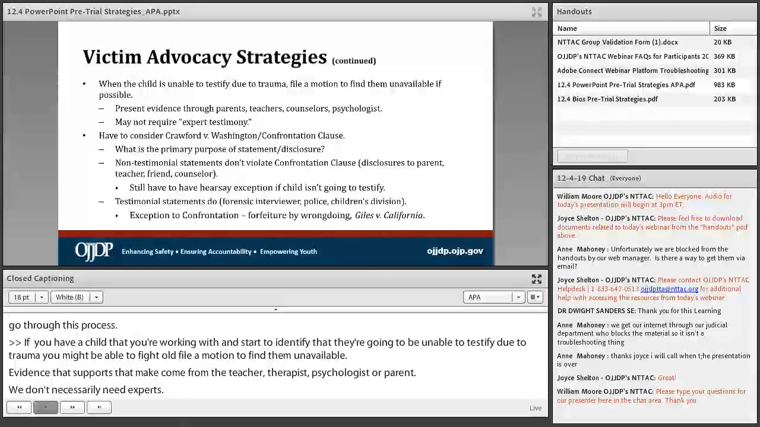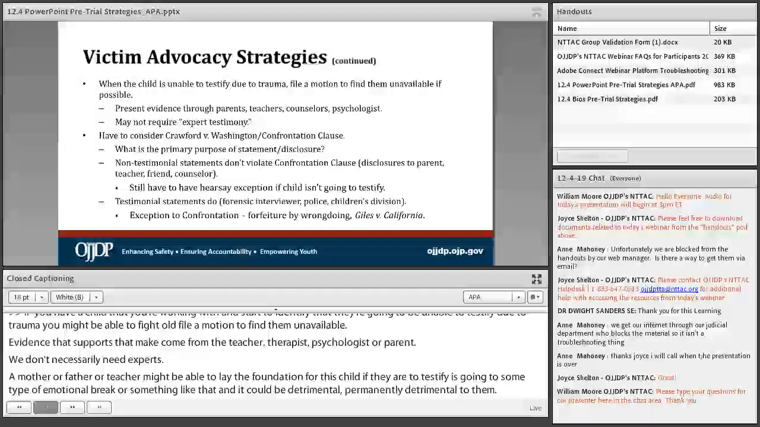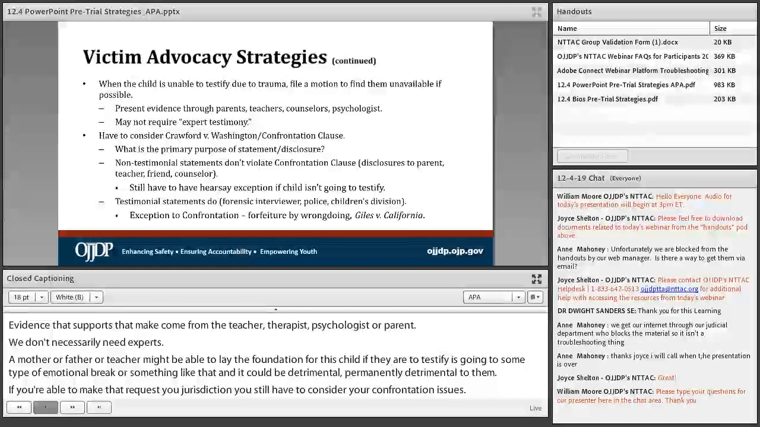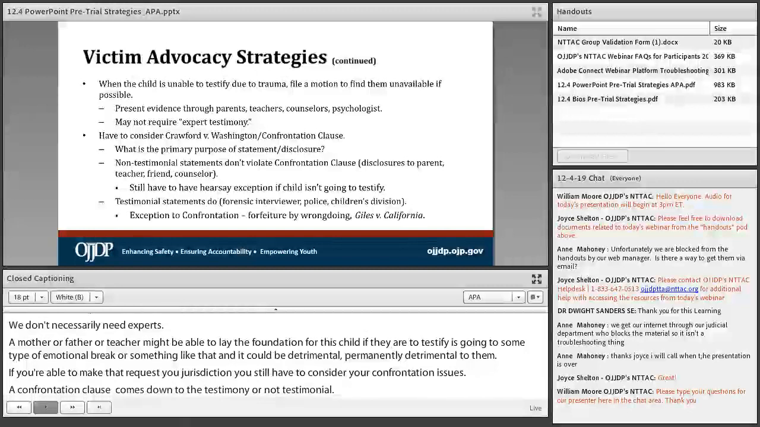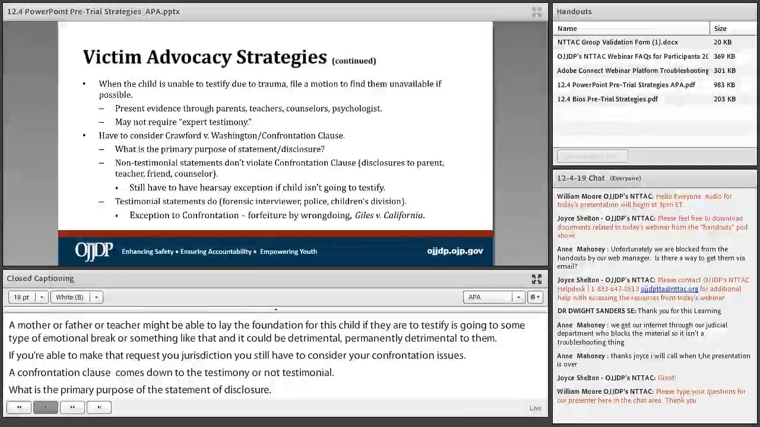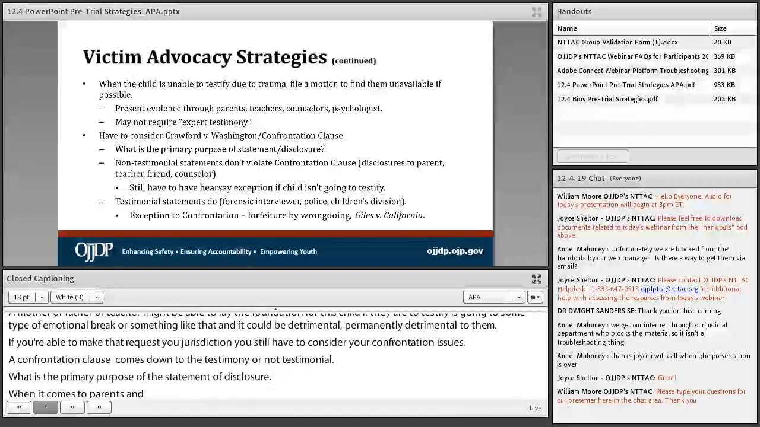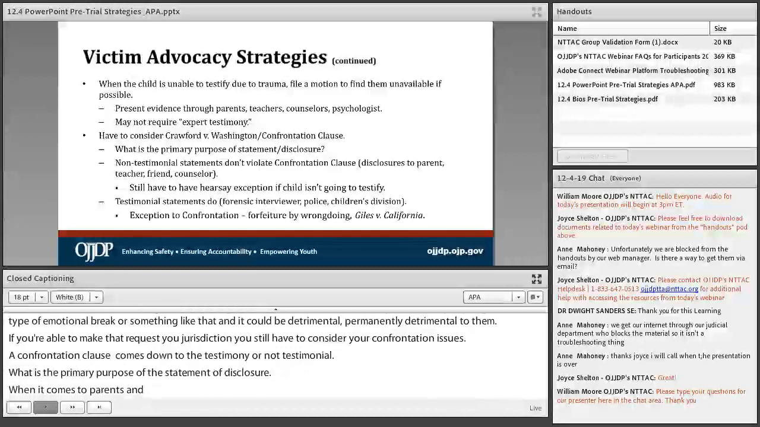If you are able to make that request in your jurisdiction, you still always have to consider your confrontation clause issues. The confrontation clause in Crawford basically comes down to, is it testimonial or not testimonial? What is the primary purpose of the statement or disclosure? When it comes to parents and teachers and therapists, those, at least in my experience, have been determined to be non-testimonial statements by the child. But when you start to get into law enforcement and Children's Division, forensic interviewers, those are more testimonial, so you're going to have a confrontation clause issue there.